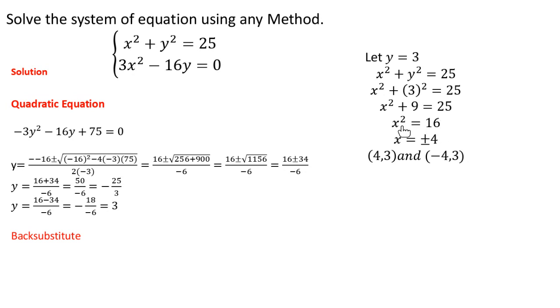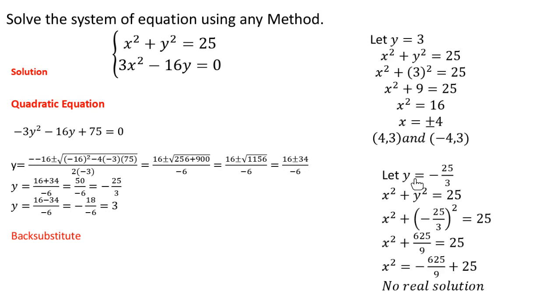In order to solve for x, I can take the square root on both sides. The square root of x squared would be x, and the square root of 16 would be plus or minus 4. So when y is 3, we get two solutions for x. My ordered pairs, or my solutions here, would be (4, 3) and (-4, 3). But remember that for y, we had two answers. So we still need to check y equals negative 25 divided by 3.